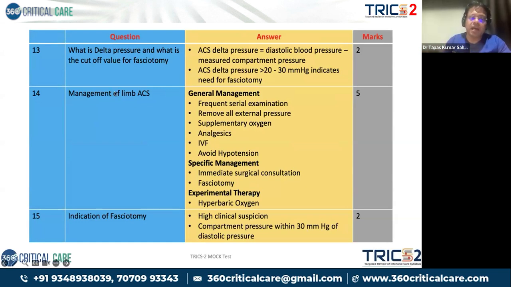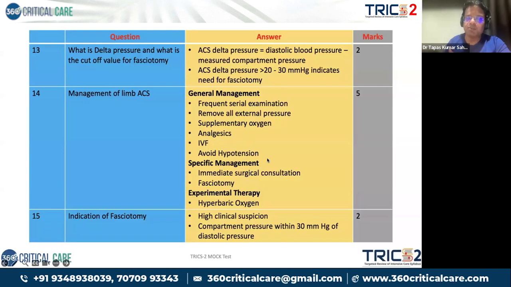Now, what is the management of acute compartment syndrome of the limb? Again, go ahead in a very structured way. General management, specific management, experimental therapy. General management: frequent serial examination, remove all external pressures. If there is some tight bandage or splinting, you have to immediately remove it. Supplementary oxygen, analgesia, IV fluids, avoid hypotension.